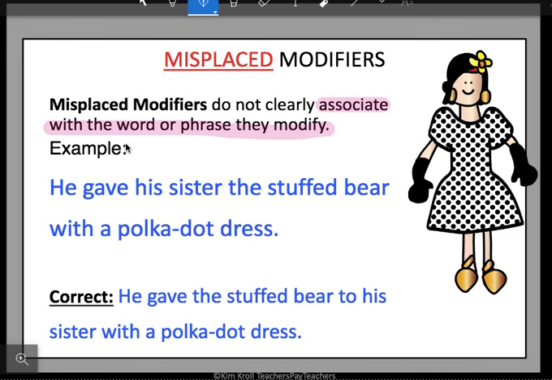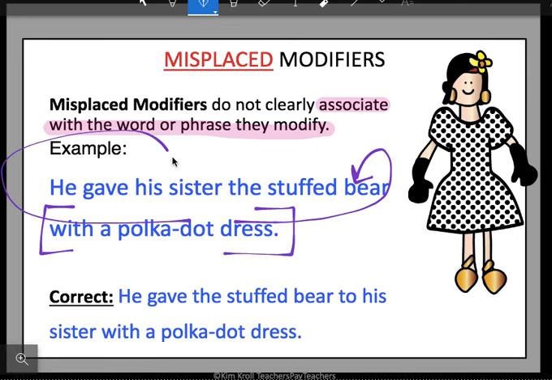He gave his sister the stuffed bear with a polka dot dress. With a polka dot dress is my modifier. It's unnecessary description. I could just say he gave his sister the stuffed bear. The with a polka dot dress adds description. However, it's right next to the bear, so it makes it sound like the bear is wearing a polka dot dress, when in fact, we assume his sister is the one who should be wearing the polka dot dress. So this is misplaced because it is literally in the wrong part of the sentence.